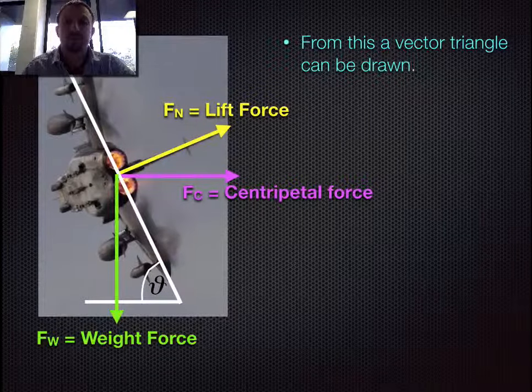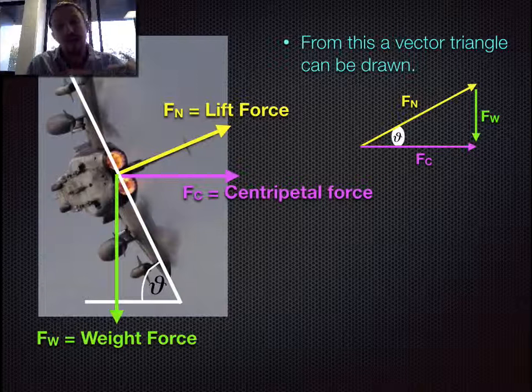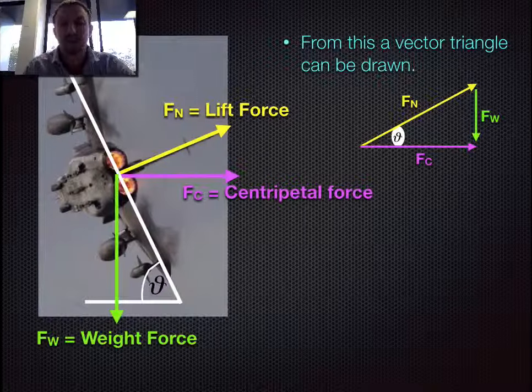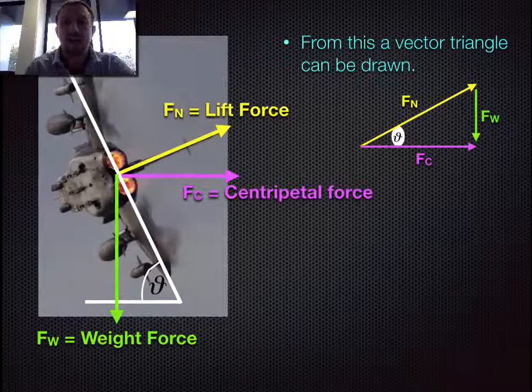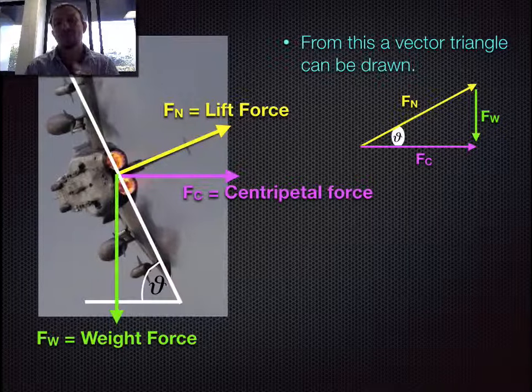So from this diagram, a vector triangle can be produced, where we can see that the weight force is a combination of the lift force, and that will result in the centripetal force acting towards the center. Notice that the angle theta is in between the lift force, or the normal, and the centripetal force. Often the lift force, depending on whether an object is on the ground, is often called the normal.